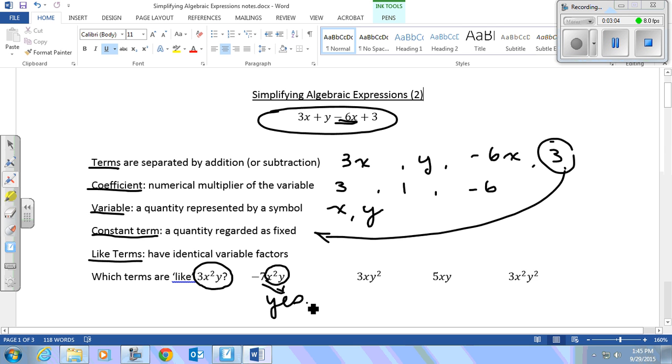3xy squared, although it has an x and a y, like the original one, the x would need to be squared and the y would have to be to the power of 1. So this one is not a like term. 5xy also is not a like term. And 3x squared y squared is not a like term. Only the term, doesn't matter what the coefficient is, but the variable has to be identical.